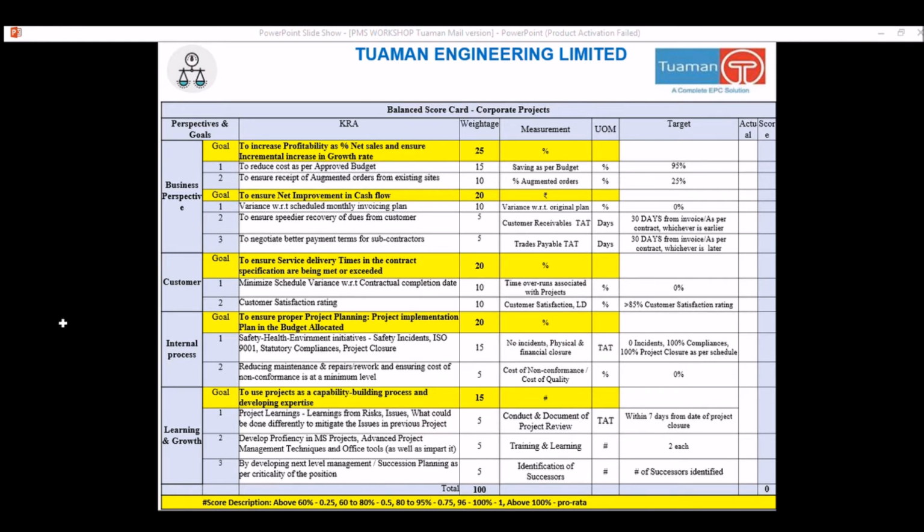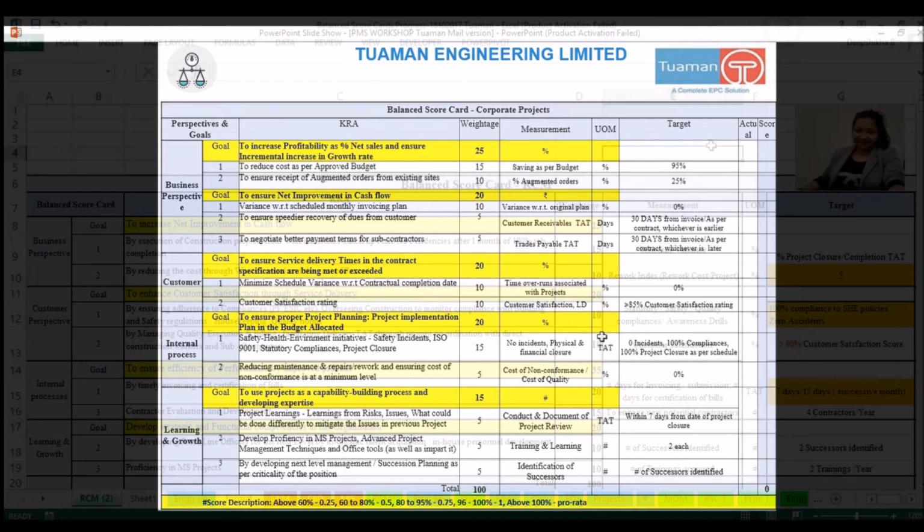In my internal processes, I can vouch that there will be no safety incidents, no incidents, and 100% physical and financial closure, or reducing maintenance repair work and ensure cost of conformance. In that case, my measurement will be cost of non-conformance, cost of quality, and my target I have given is 0, so that the cost of quality is 0, which means due to quality there will be no cost.